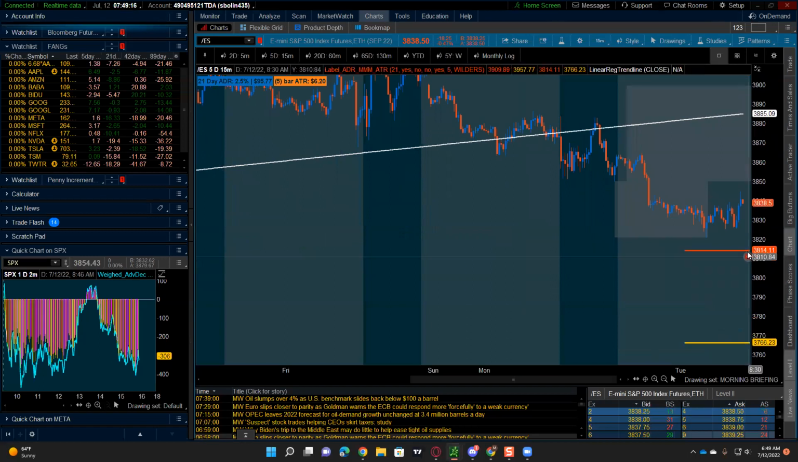So we're looking at 38.14. Now, I gotta say, if you get that close to the COG line, which is 38.11, you're probably going to go to the COG line, right? It's called a center of gravity for a reason, the gravity word, right? So it says 38.14. I'd say 38.11. Then there's the roundy at 3,800. And then a full ADR at 37.66 for the downside move.